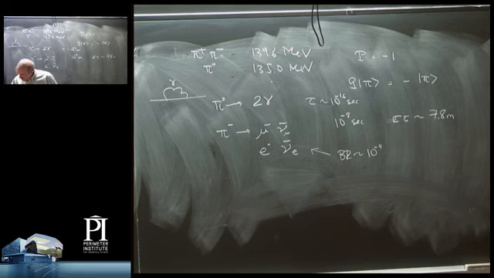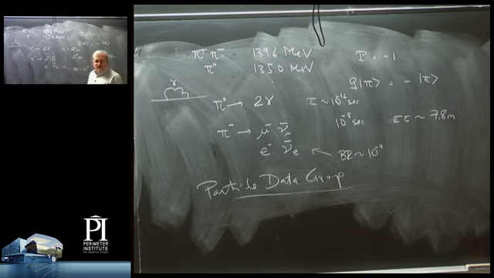Interestingly, the pions usually decay to muons. They practically never decay to electrons. The branching ratio is about 10 to the minus 4. So you might ask, that's really weird. You just told me that the electrons and the muons have exactly the same quantum numbers. They only differ in mass.